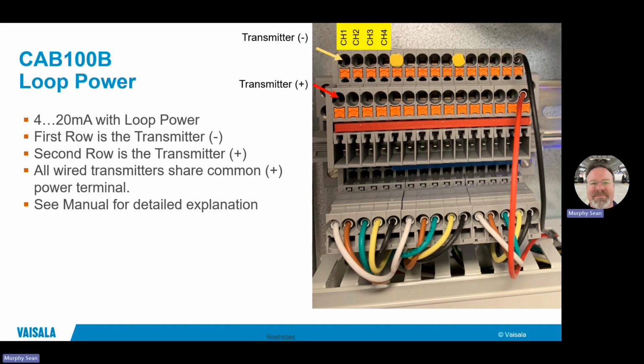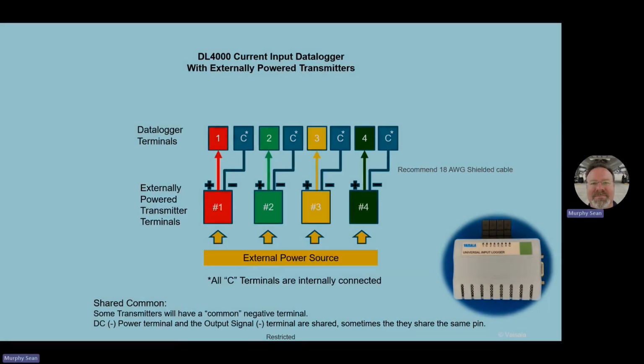The next thing that we're going to look at is the DL4000 Current Input Logger wired differently. And you'll see this with Indigo 520s or any kind of transmitter that provides a powered output. So in this case, the power for the 4 to 20 milliamp signal loop comes directly from the transmitter. The panel is not injecting any power into it to create that 4 to 20 milliamp loop.